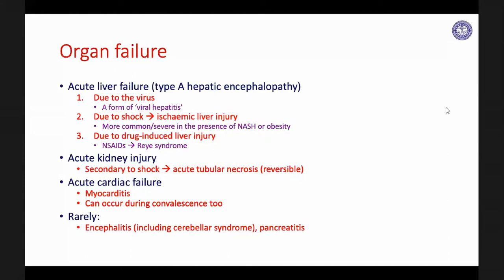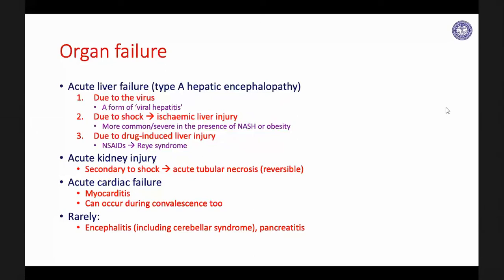The more common reason we see is if the patient goes into shock, they can get ischemic liver injury and give rise to hepatic encephalopathy. Now, this is more common or more severe in patients with NASH or obesity. NASH is, as you know, non-alcoholic steatohepatitis. People don't know the exact reason why, but it's believed that the liver gets two blood supplies, the hepatic arterial supply and the portal venous supply.